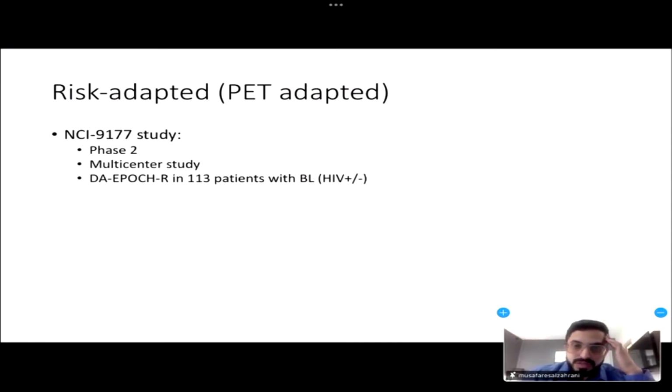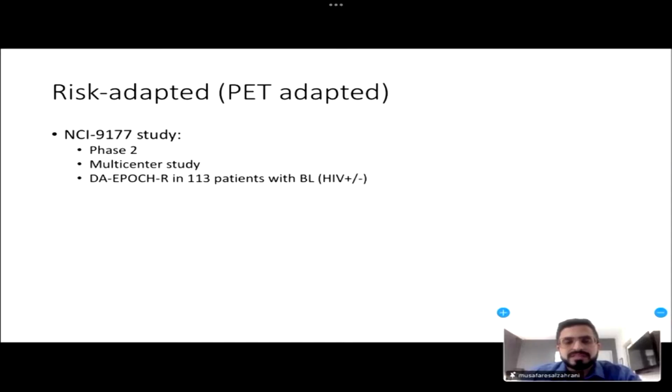Another approach is the PET-adapted approach. This is something relatively new compared to the evidence that I presented, because many of the studies initially did not use the risk-adapted approach. So it will be important to think about whether a PET-adapted approach can be useful. So this is a study, NCI 9177.